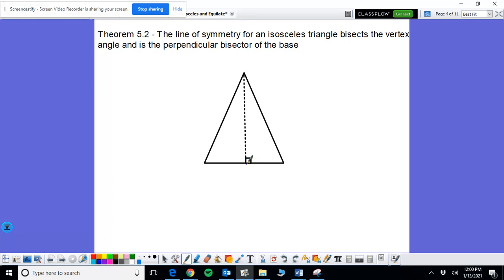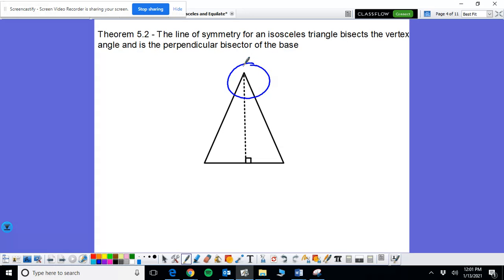I think of a butterfly. It's always what I think of. Their wings, they basically can fold right on each other and they're perfect matches. Pretty cool. So a line of symmetry for an isosceles triangle. So it's nice and slow. The line that cuts in half the isosceles triangle bisects. That means cuts into 2 equal pieces. The vertex angle, now let's just stop there.